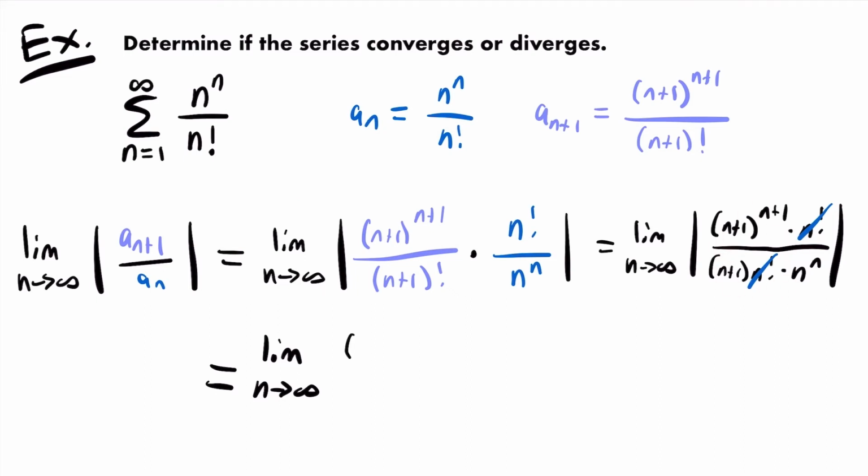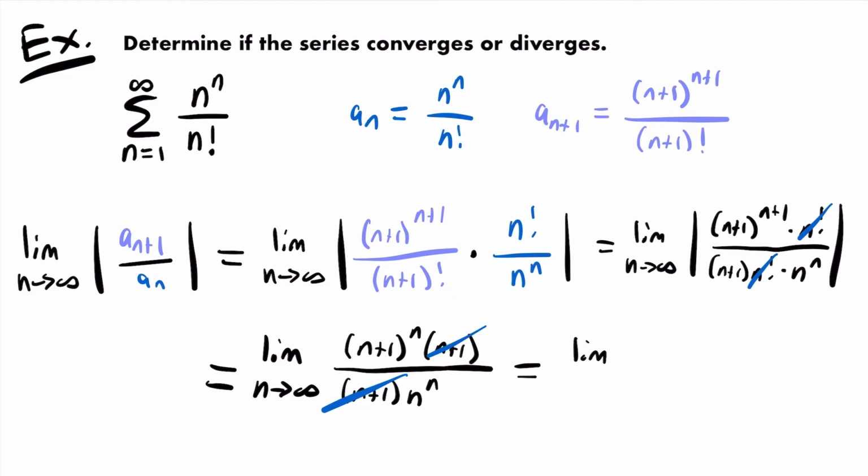So we're just going to have n plus 1 to the power of n plus 1 divided by n plus 1 times n to the power of n. All right, now we can actually simplify this a little bit more yet. We can split up this power of n plus 1, and so we would have n plus 1 to the power of n times n plus 1 to the first power. So I'm just going to erase that, and we'll have n plus 1 to the first power. And now you can see that we have an n plus 1 quantity in the numerator and denominator that will cancel each other out. And so this will be equal to the limit as n approaches infinity of n plus 1 to the power of n divided by n to the power of n.